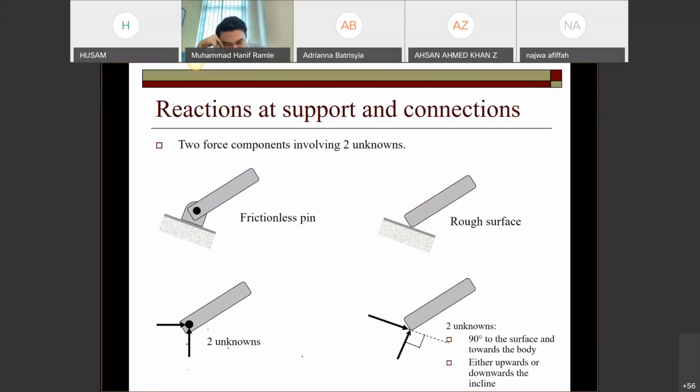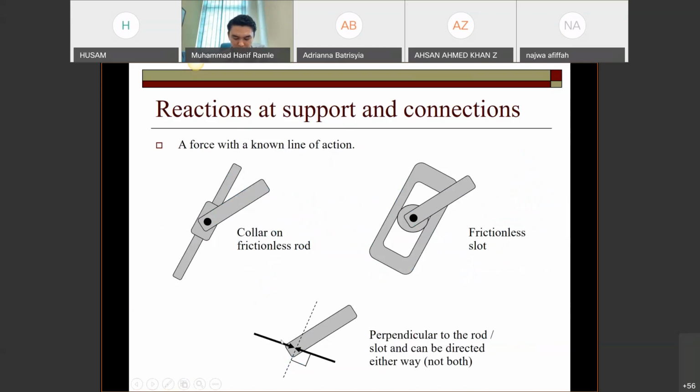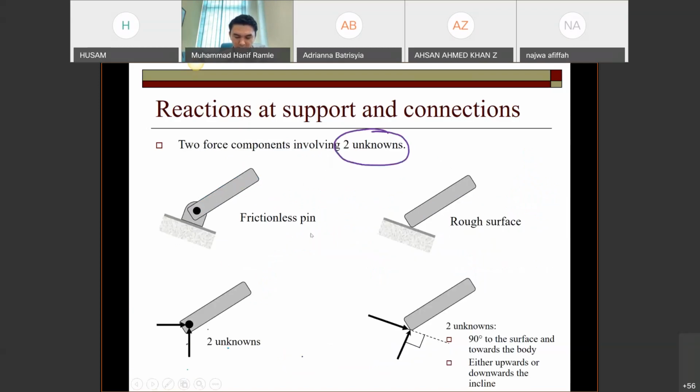The two force components involve two unknowns, meaning that in this system we do have two unknowns. The previous one we only have one single unknown like this. This one is also one single unknown because we can only choose one way. Cannot both. But this time we do have two unknowns. Why two unknowns? This is the condition.